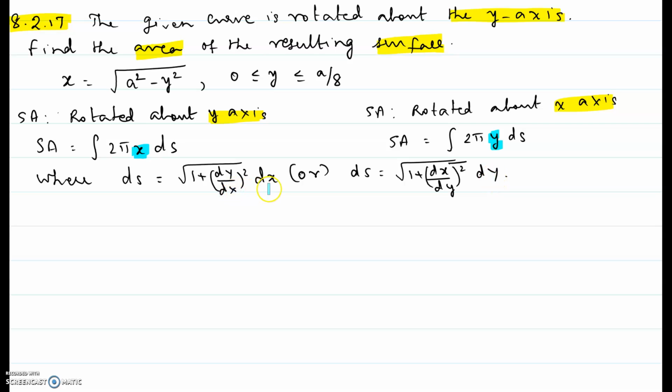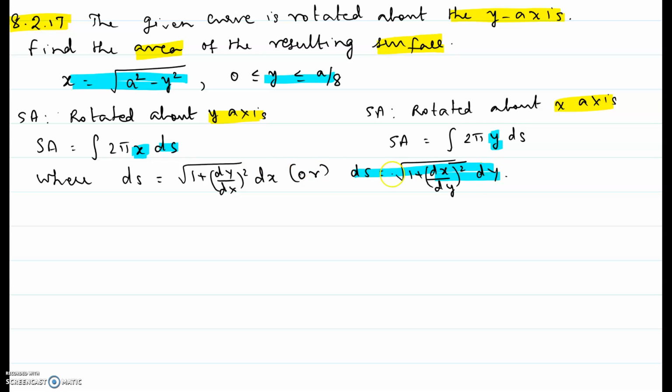So you would pick the first one if you know the bounds for x, and you would pick the square root of 1 plus (dx/dy) squared dy if you know the bounds for y and if x is a function of y. In our problem, x is a function of y and you know the bounds for y, so we will pick this one for ds. Ultimately we are going to use the integral of 2 pi x ds because it's rotated about the y-axis, and for ds we are going to choose the square root of 1 plus (dx/dy) squared dy.